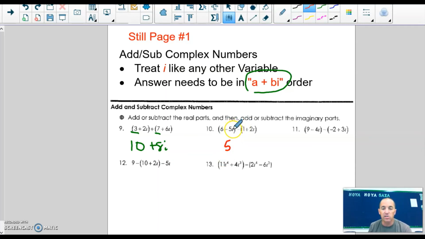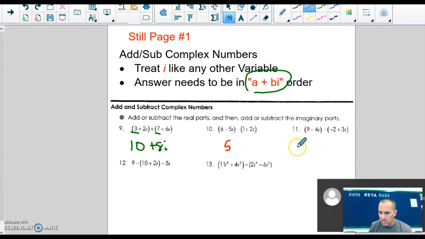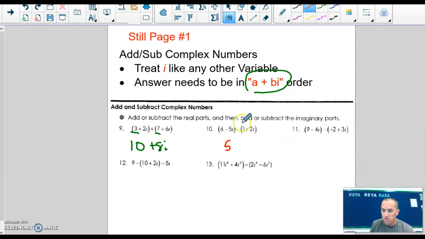But here's the issue that we have. We see a negative 5i, and we are supposed to subtract 2i. But what most people do is they take negative 5 and 2 and combine them, which is going to be incorrect. This subtraction sign applies to everything that's in the parentheses.